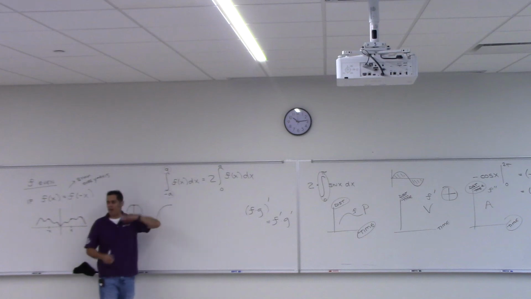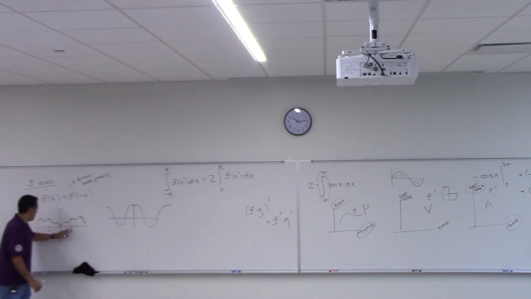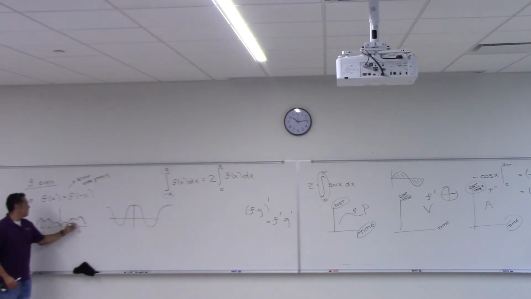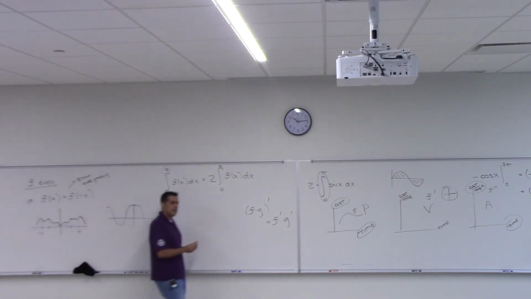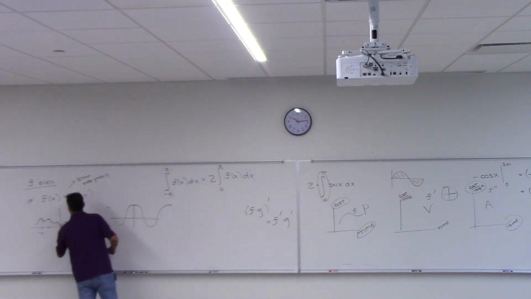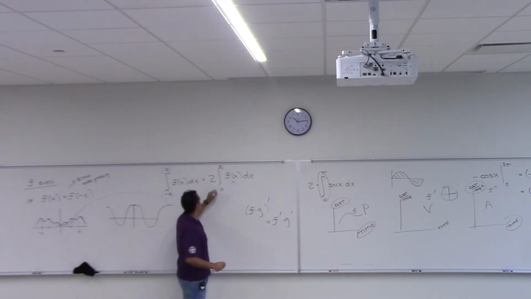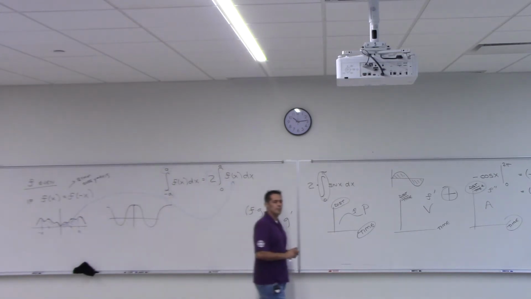Not A to B, not arbitrary, but from negative A to A. That would be this whole area. This property is saying, you don't have to worry about the whole area. You can just do half of it and double your answer. So just go from here to here, that's that right there, and then double it. Does that make sense to you?